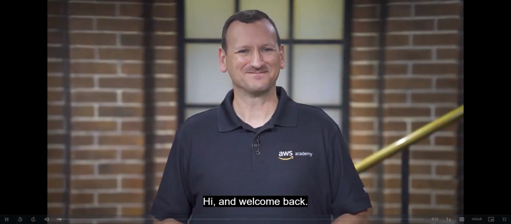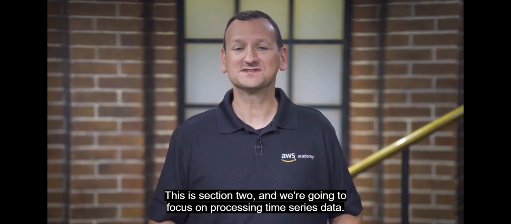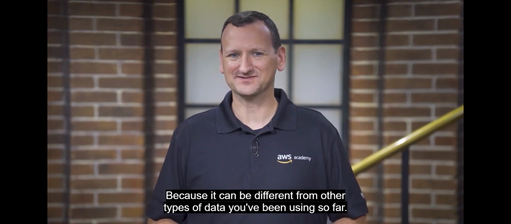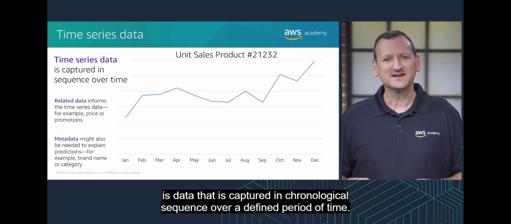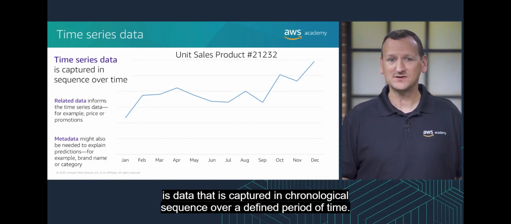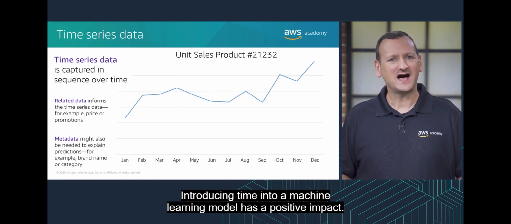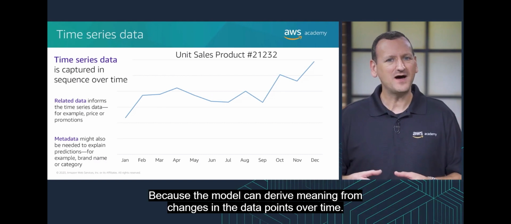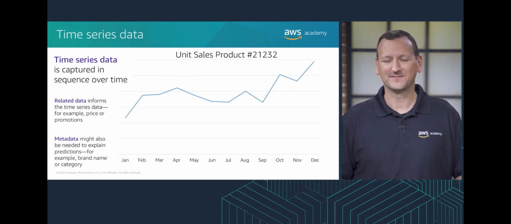Hi, and welcome back. This is section 2, and we're going to focus on processing time series data because it can be different from other types of data you've been using so far. Time series data is data that is captured in chronological sequence over a defined period of time. Introducing time into a machine learning model has a positive impact because the model can derive meaning from changes in the data points over time.